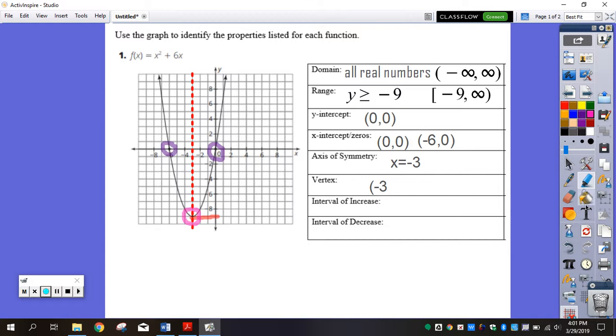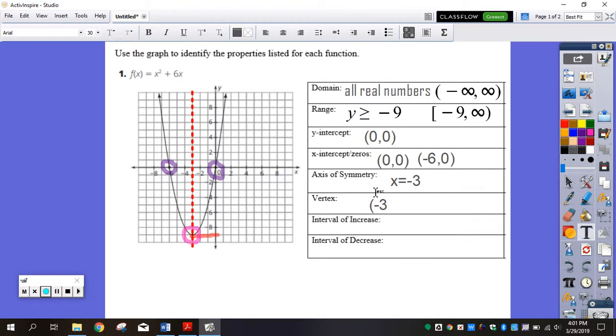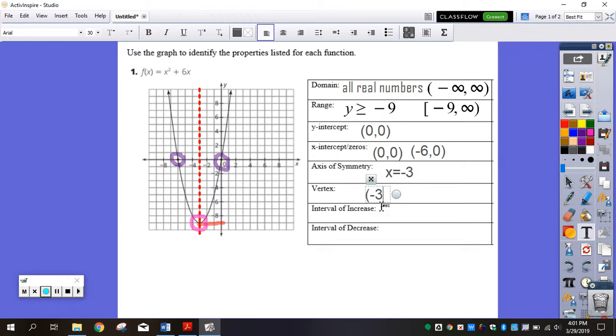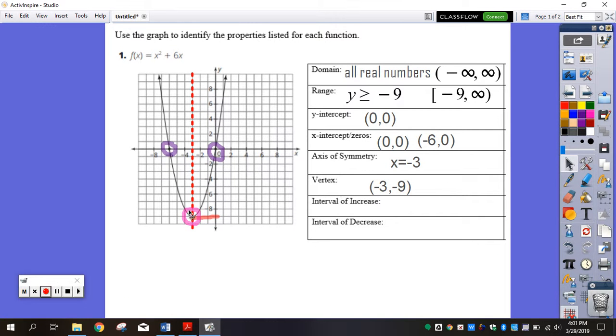And its coordinates are -3. That's the x value. And then we already know that the y value is -9 from our range. So -9. And that would be the coordinates of my vertex. The vertex is that turning point. Intervals of increase and decrease.